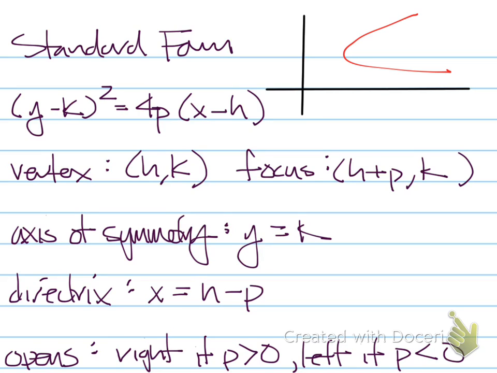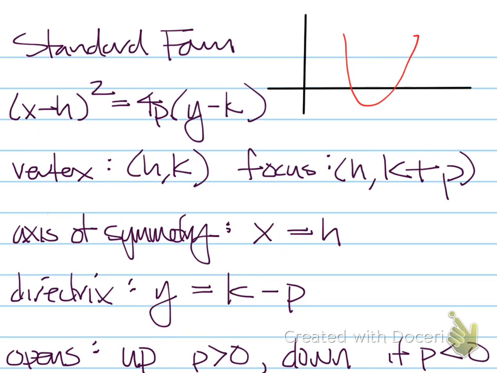Here's the standard form for a parabola, where h comma k is the coordinate of the vertex. If the y is squared, then the parabola is going to open horizontally. If the x is squared, the parabola is going to open vertically. The axis of symmetry goes right down the middle of the parabola, and again the directrix is perpendicular to the axis of symmetry, the same distance away from the vertex as is the focus.